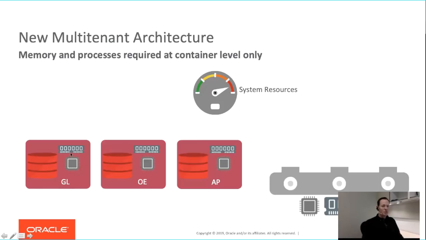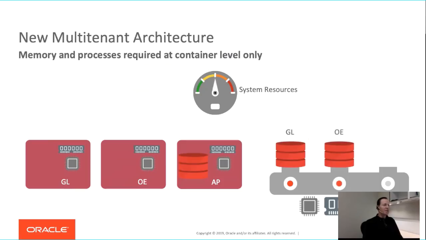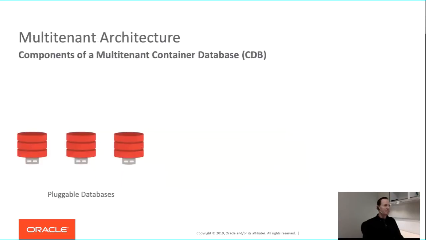So starting in 2013, originally announced, I believe, at Oracle Open World in 2012, was this new multi-tenant architecture of the database, where memory and processes are only at something called the container level. And this set of processes and memory is shared by something called pluggable databases. So when you utilize this architecture, you can plug in many of these pluggable databases and use less system resources, allowing you to add more databases.